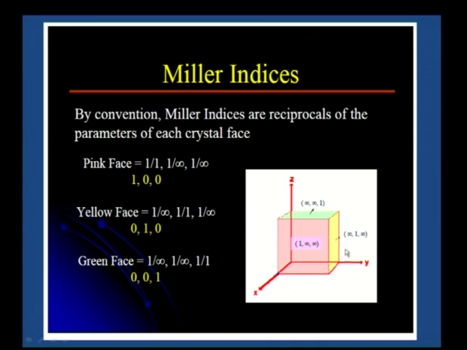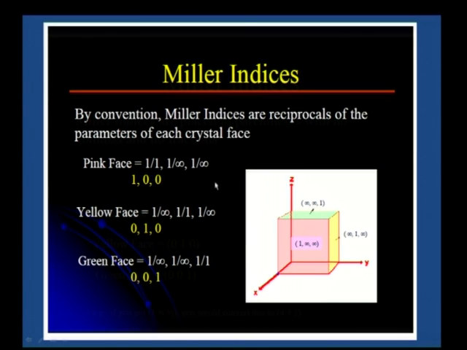For the yellow face, you take the reciprocals: 1 by infinity, 1 by 1, 1 by infinity. So, 0 1 0. The green face similarly: 1 by infinity, 1 by infinity, and 1 by 1 is 1. So, it is 0 0 1. Therefore, for the pink face it will be 1 0 0, yellow face 0 1 0, green face 0 0 1.